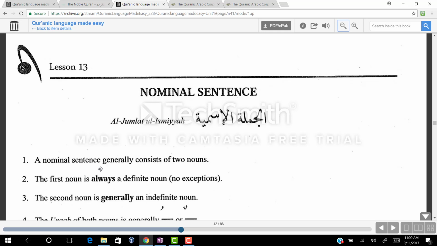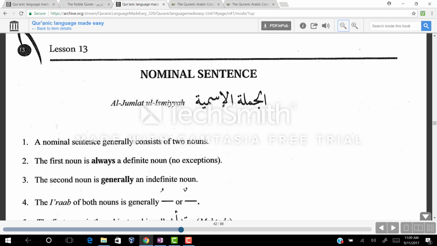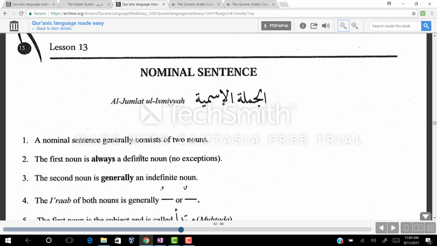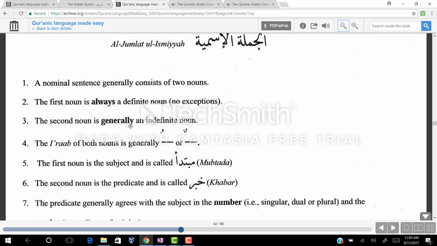A nominal sentence generally consists of two nouns, and the first noun is always a definite noun, no exceptions to it. The definite noun is called the Marifa noun, and the second noun is generally an indefinite noun, or a Nakira noun. Whenever we use the word generally, it means there could be some exceptions, but for the first noun there are no exceptions. It has to be Marifa.